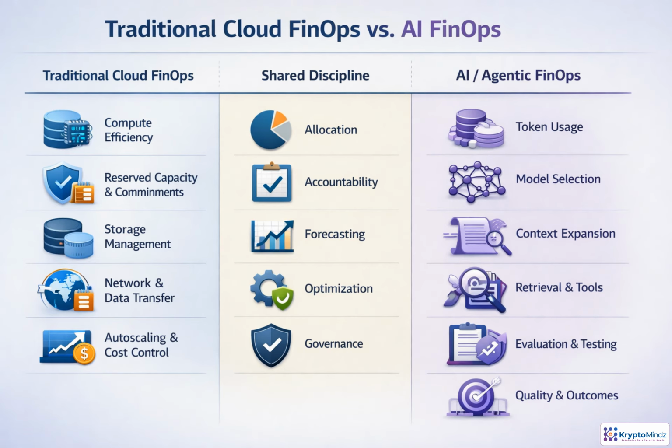Traditional FinOps remains the foundation. We still care about utilization, commitments, storage, network spend, auto-scaling, allocation, forecasting, and governance. FinOps does not replace that discipline. It extends it into a less predictable execution layer. Costs now depend on prompt length, token volume, model choice, routing, retrieval, tools, retries, fallbacks, and evaluation runs. Optimization is no longer only about cheaper infrastructure. It is about choosing the right model and workflow for the required quality, safety, latency, and business outcome.